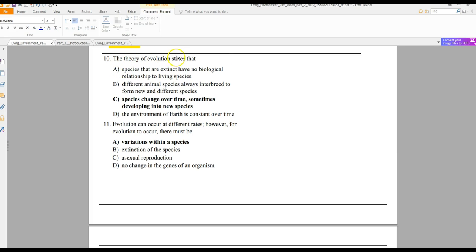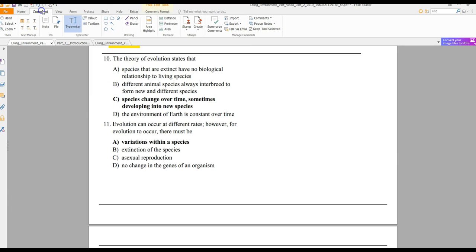Number 10. The theory of evolution states that species change over time. So let's use a highlighter for this. Species change over time and sometimes develop into new species. And the time is many, many, many years depending on the organism, because bacteria evolve faster than large multicellular organisms. So species change over time. That is the theory of evolution, and sometimes they can develop into new species.